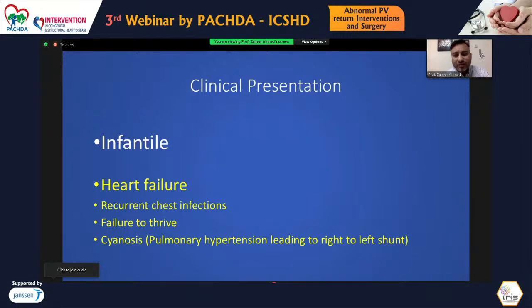Usually, if they have associated congenital heart defects, then they might be presenting in a neonatal period, unable to wean from ventilator, persistent right lung collapse, or those kind of presentations. We should always think about Scimitar syndrome. And really, they can also present with cyanosis because of significant pulmonary hypertension leading to right to left shunt across the intra-atrial communication.